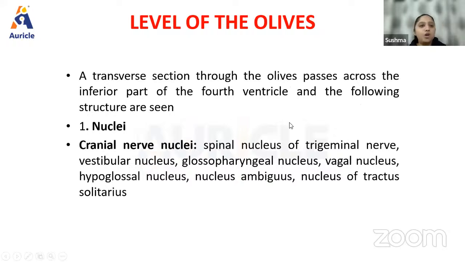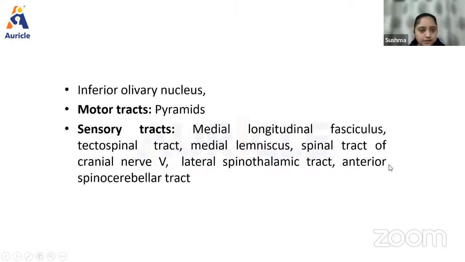Next, at the level of olives, if you take a transverse section through the olives, again you can see the olives are a little lower down, right? You have the pyramids and the olives. What different structures do we see here? We see the trigeminal nerve, spinal nucleus of the trigeminal nerve, vestibular nucleus, glossopharyngeal, vagus nucleus, nucleus ambiguus also, and tractus solitarius. Okay, and inferior olivary nucleus.